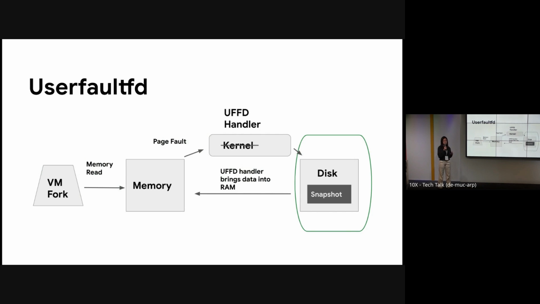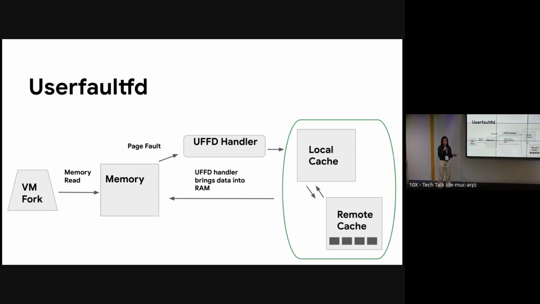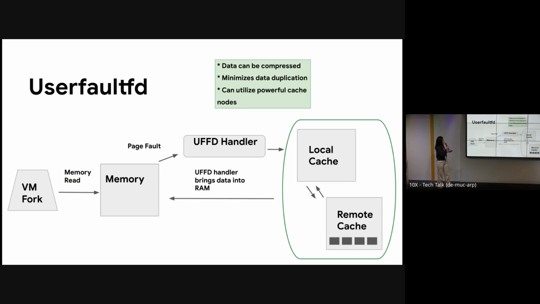But because this is user implemented, we now no longer have to hold the assumption that the underlying data lives on disk the way that the kernel expected. We can now replace this with our caching layer. So we can split up our snapshot into smaller, much more manageable chunks and store them in a remote cache. And this flexibility gives us a lot of power. For example, we can compress the data, and it also minimizes data duplication and lets us utilize our powerful caching nodes, which are optimized for data transfer in a way that our executors maybe weren't.